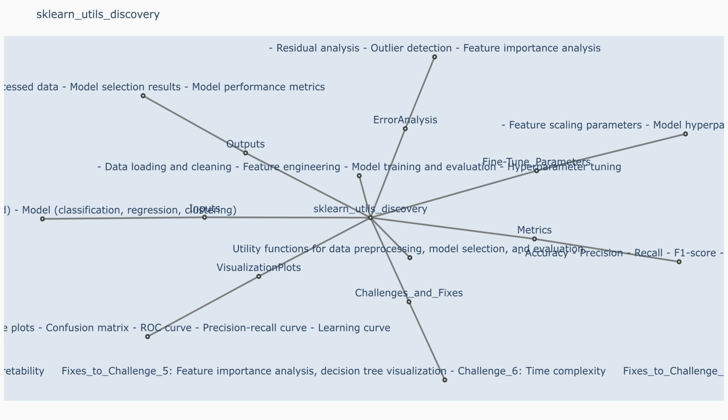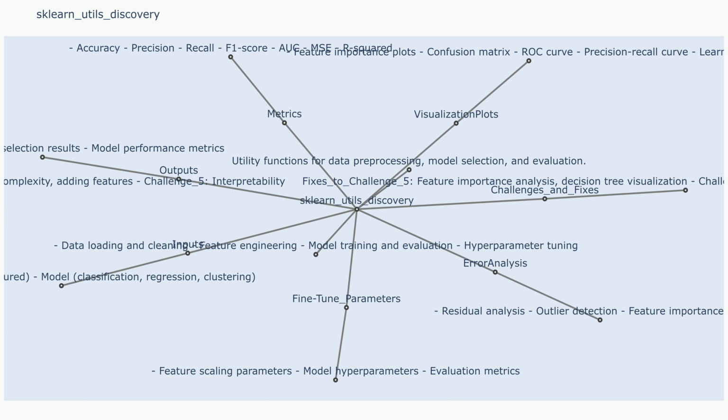sklearn_utils_discovery. Description: the sklearn_utils_discovery process aims to identify and leverage the most suitable utilities provided by the scikit-learn library for a given machine learning task. These utilities can range from data preprocessing techniques to model evaluation metrics, allowing for efficient and effective data analysis and model building. Inputs: dataset: the input dataset containing features and labels relevant to the machine learning task.